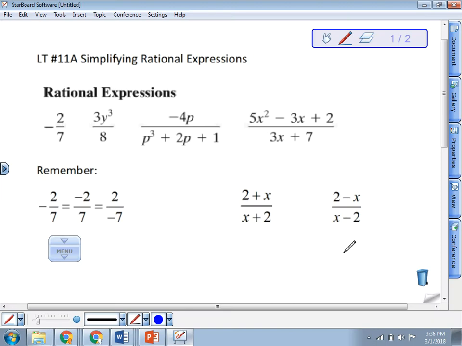Welcome to the notes on simplifying rational expressions. First thing we should probably know is, what is a rational expression? Well, these are all examples of rational expressions. They're basically a fraction that's a polynomial.